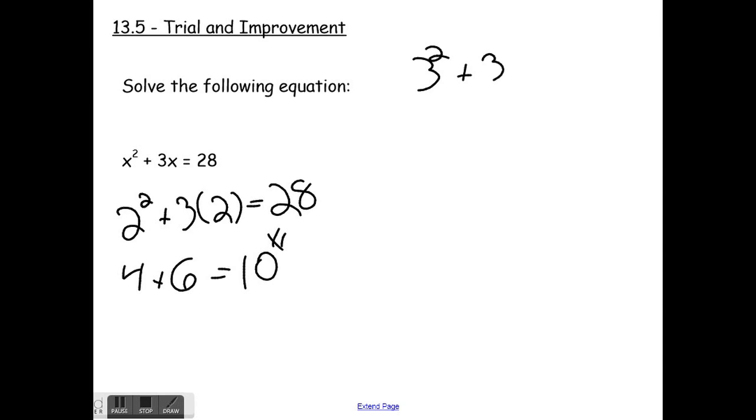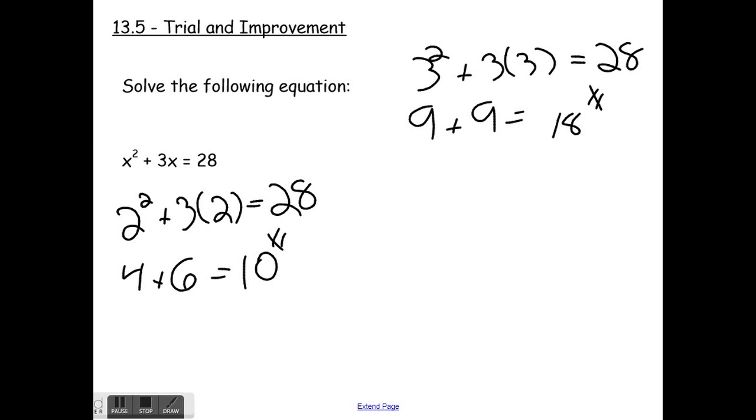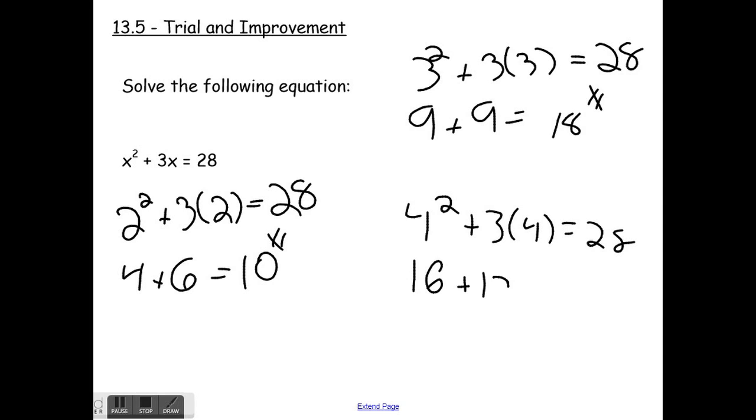So I try 3 squared. It's evaluating expressions, like we did before. So 3 squared is 9, plus 3 times 3 is 9. 9 plus 9 is 18, which does not equal 28. So 3 did not work, but my answer is getting closer. So I'll try once more. 4 squared plus 3 times 4 equals 28? Let's see what we get. 4 squared is 16, 3 times 4 is 12, and 16 plus 12 is equal to 28. So those are equal to each other. So my answer is x is equal to 4.